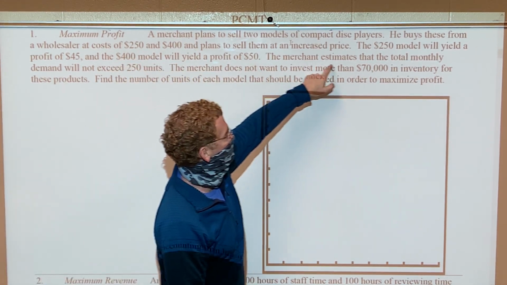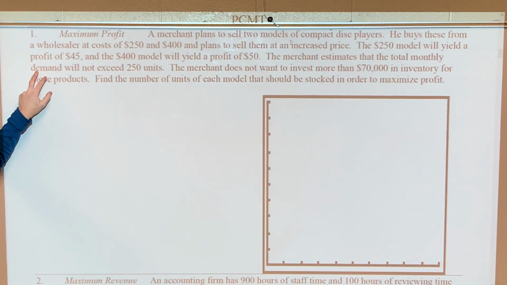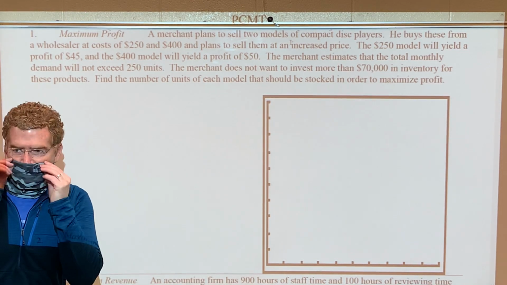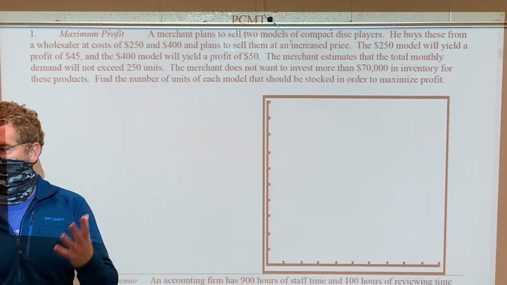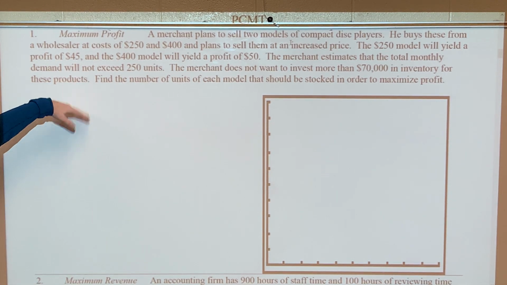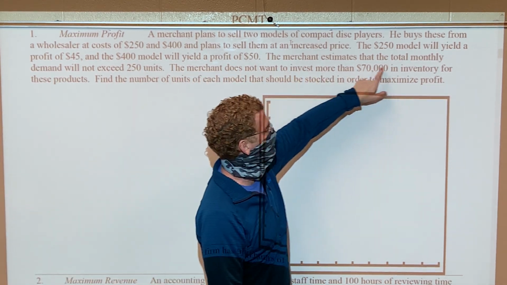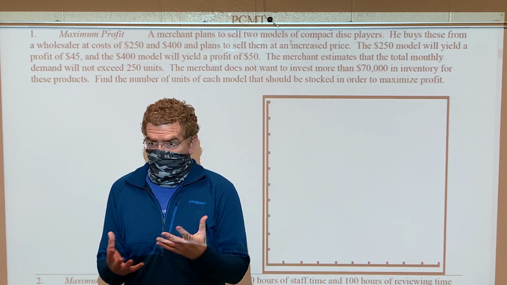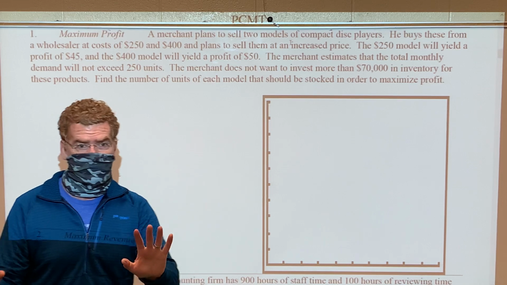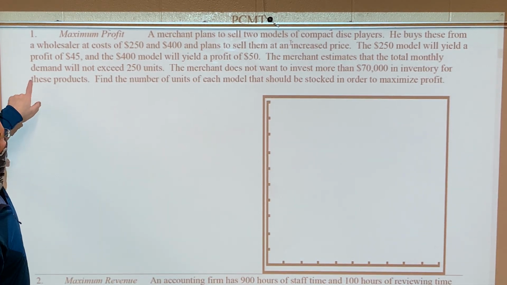And it says the merchant estimates that the total monthly demand, so the people who want to buy these things, will not exceed 250. Maybe he's done a little market survey and he's in a certain part of town and there's just not as much demand. He's not going to be getting any more than 250 purchases monthly. And then it says the merchant doesn't want to invest more than 70 grand in inventory. So he's only got so much money in his bank account. He doesn't want to put any more than that, or maybe he just doesn't want to risk any more than that on this business to buy up inventory to sell these products.